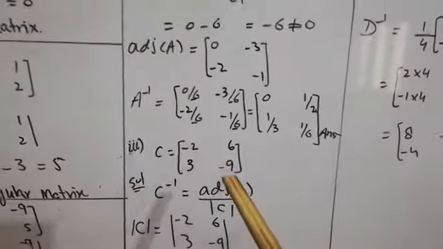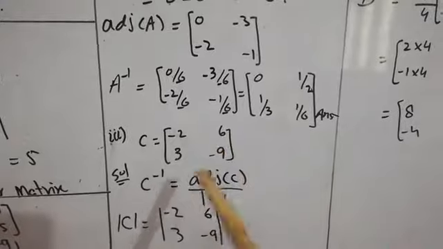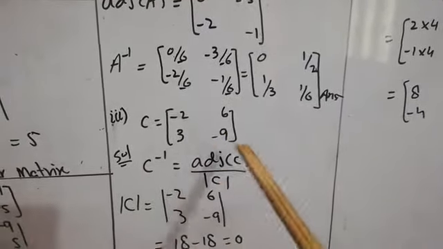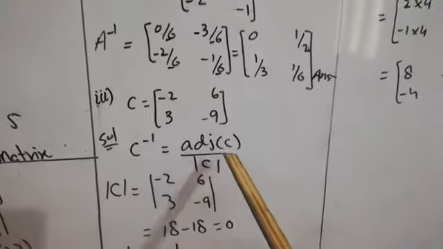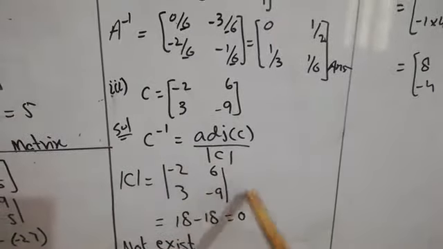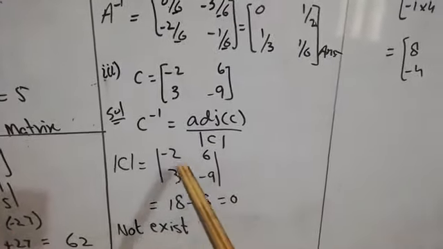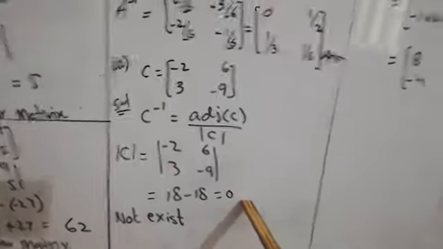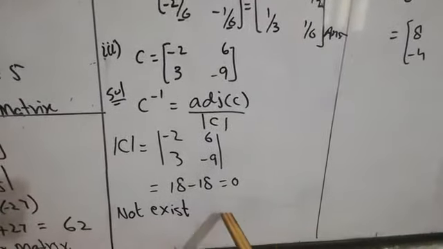Now part number C is [-2, 6; 3, -9]. First of all, we will write the formula: C inverse is equal to adjoint of C divided by C determinant. First we will find C determinant, and its determinant is equal to 0. So its multiplicative inverse does not exist.